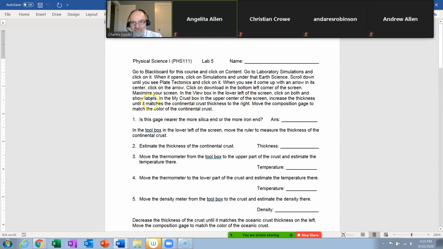Okay, the both and show labels. You'll see what I'll talk about. In the My Crust box in the upper left, increase the thickness until it matches the continental crust on the right. Blah blah blah. Move the composition gauge to match the color of the continental crust. Okay. Now, we're going to do that, and then we're going to answer these questions.